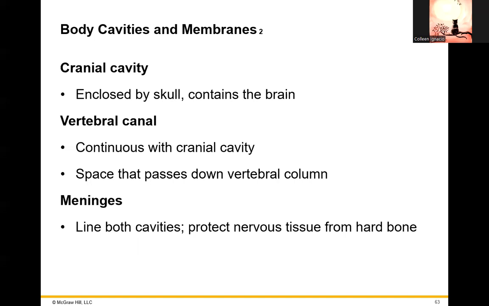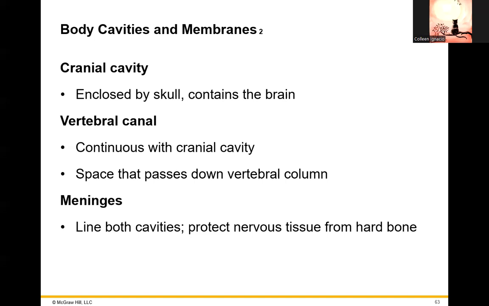Okay. Now, this cranial cavity, we're starting from the head, working our way down, is enclosed by the skull. It contains the brain. The vertebral cavity is continuous with the cranial cavity, and it passes down the vertebral column, and the spinal cord is in there. Now, the meninges are 3 layers that actually protect and line both the cranial cavity and the vertebral cavity. And they protect the nervous tissue from hard bone.